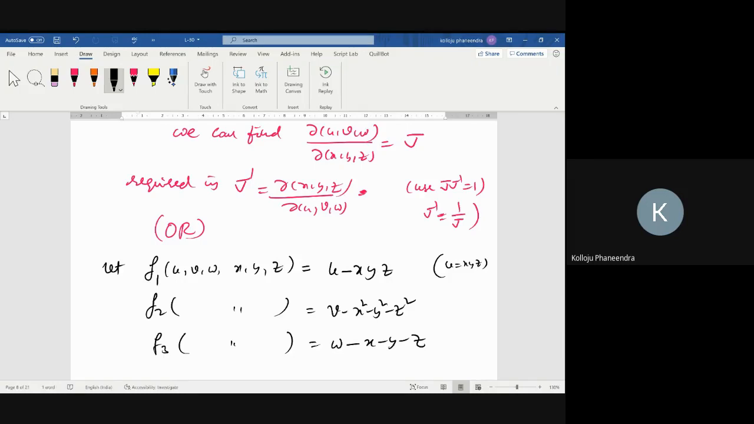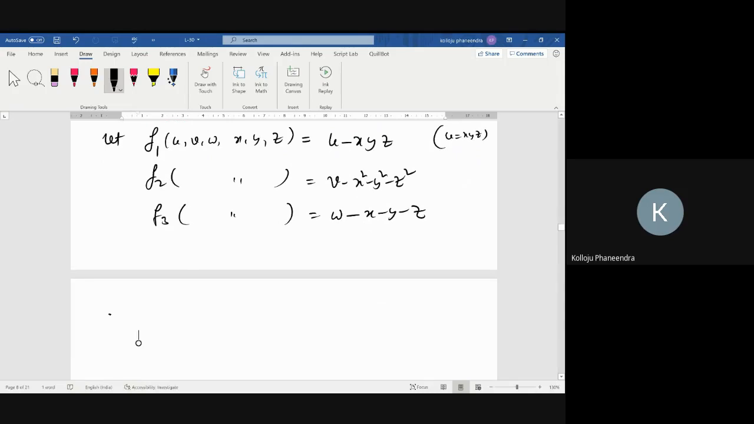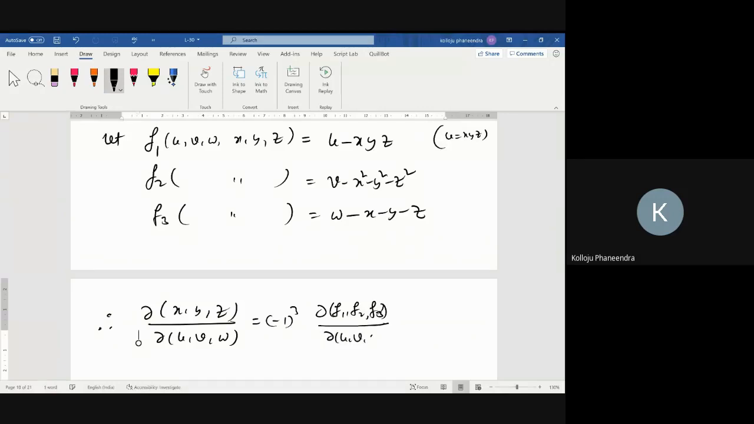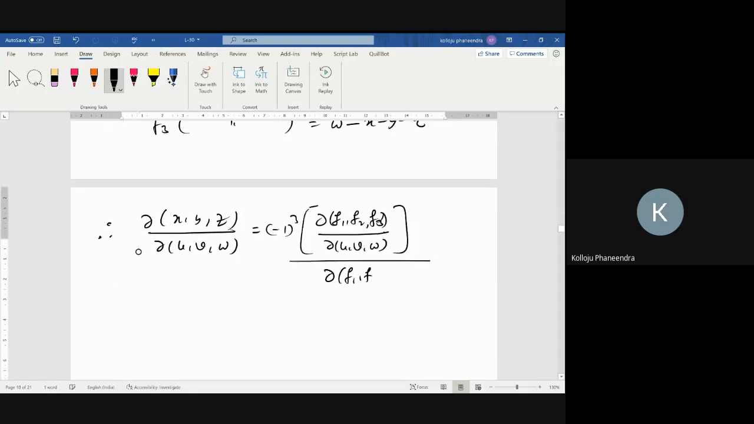Then you apply the formula. What is the required one? The Jacobian ∂(x, y, z) by ∂(u, v, w) is minus 1 whole cube, that is, the Jacobian of the functions with respect to u, v, w, divided by the Jacobian of the functions with respect to x, y, z. Just calculate.